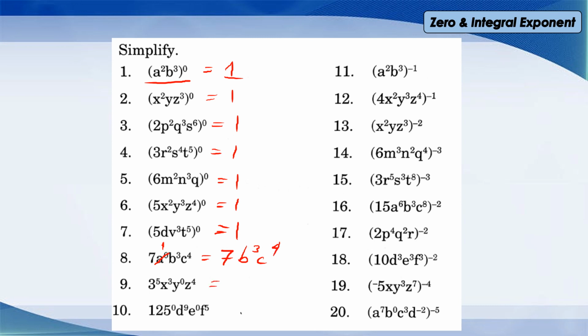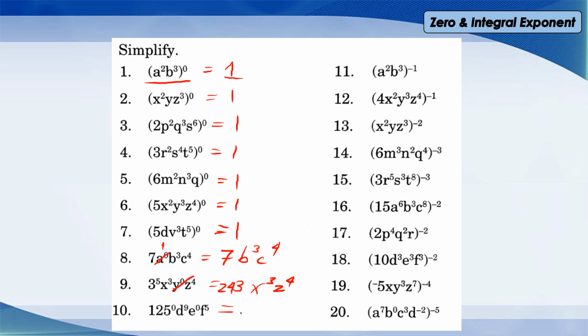Next, number 9. Yung meron namang y na 0, cancel yung y. 3 cubed, simplify natin. 3 times 3, 9. Then 9 times 9 is 81, times 3, 243, x cubed z raised to 4. Ulit, tama ba? 3 times 3, 9. 9 times 9, that is 81. 81 times 3. Tama, 243 x cubed z raised to 4.